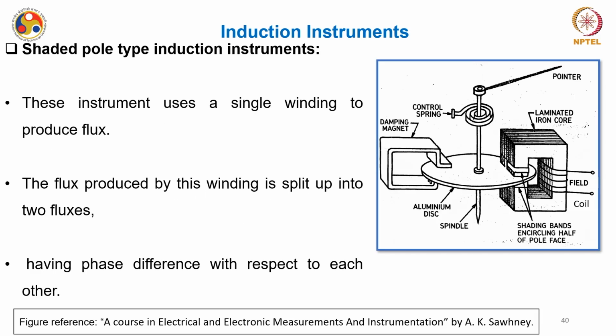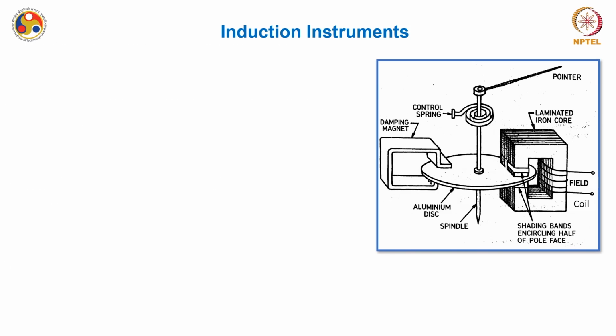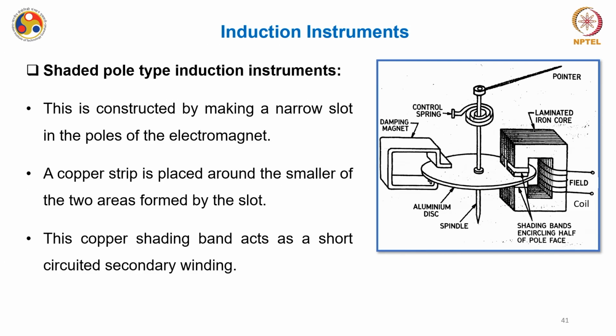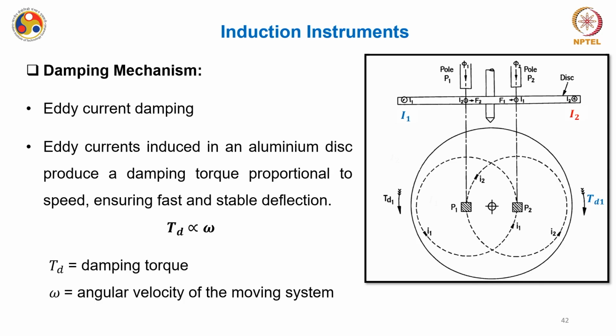In the shaded pole type induction instrument, there is only one winding to produce the flux, and the flux produced by this winding is actually split up into two fluxes having a phase difference with respect to each other. This is constructed by making a narrow slot in the poles of the electromagnets, and a copper strip is placed around the smaller of the two areas formed by the slot. The copper shading band acts as a short circuited secondary winding, because we have seen that two fluxes are required. Therefore this second winding was very much required.